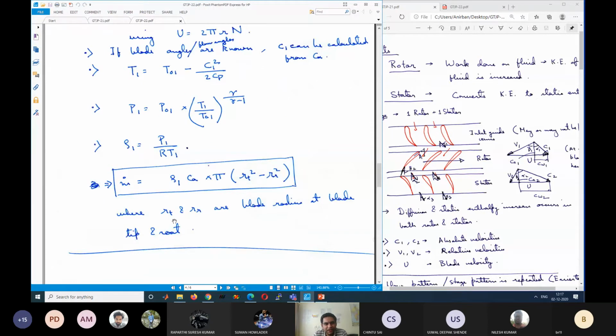Okay, where r_t and r_r are the blade radii at the tip and root. So this is no particular theory. This is just some tips for how to solve problems if you face something. The problem may not be exactly in the same format.